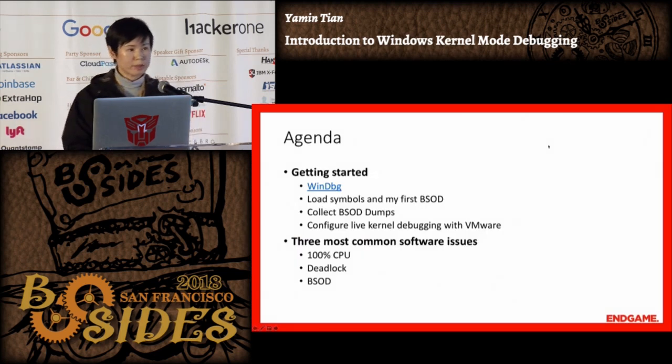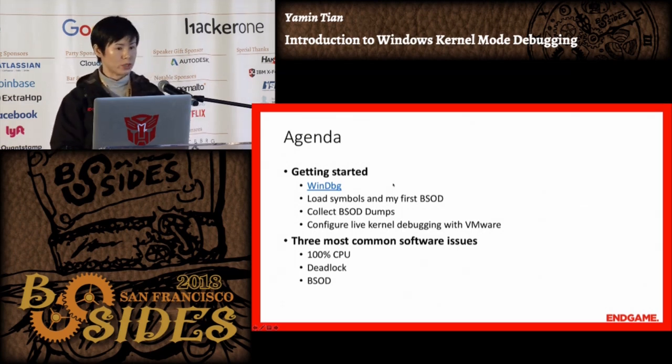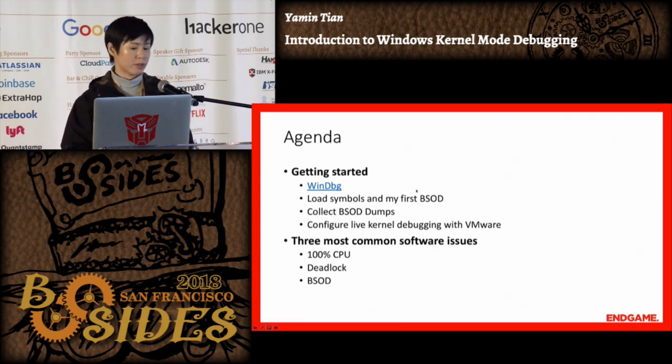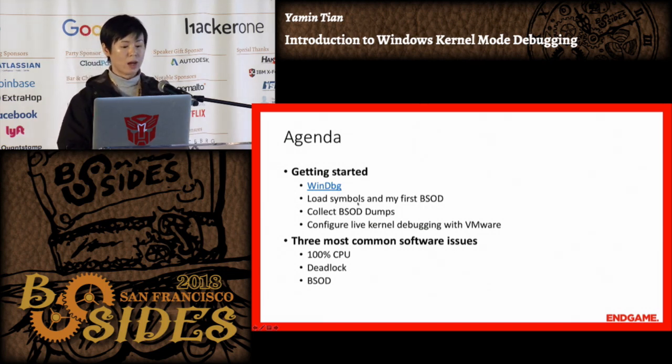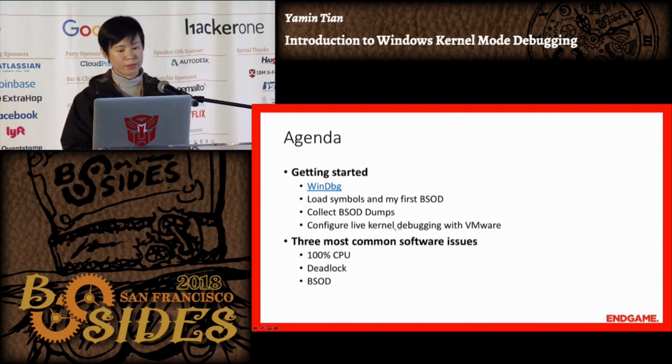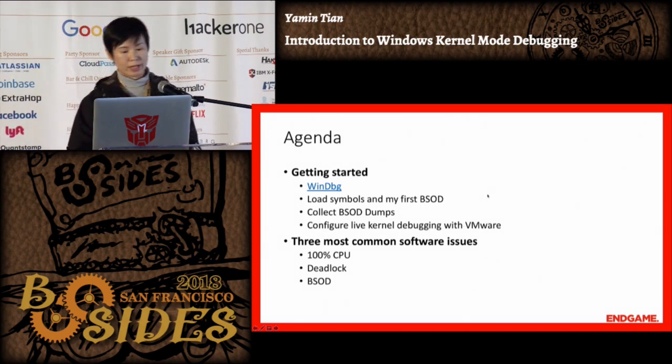First of all, you need to get over your fears, and then you need some tools. Here I recommend Windbg, which is the best kernel debugger of all. And then you need to know several things: how to load symbols, how to collect BSOD dumps, and how to configure Live Kernel Debugging with VMware. With that said, it's like a quick start to get your hands on it.